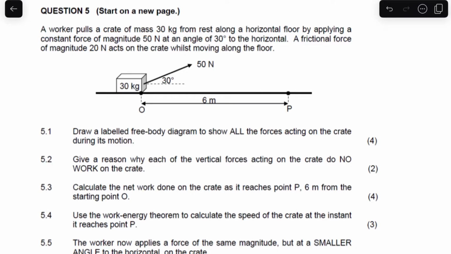Very important, from rest. That means the initial velocity is zero, along the horizontal floor, applying a constant force of 50 newtons at an angle to the horizontal. So here's the crate. It's pulled from rest with this force at an angle of 30. The crate is 30 kg, and the displacement is 6 meters. So the crate is pulled to this point.